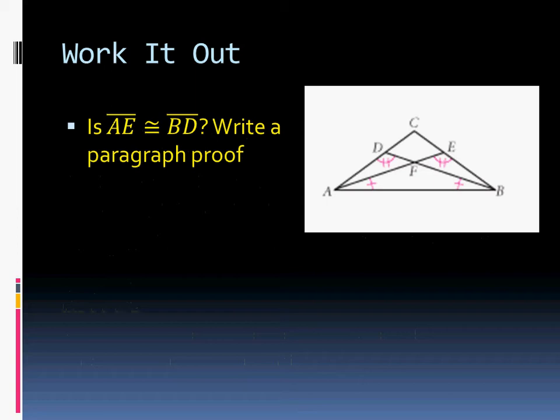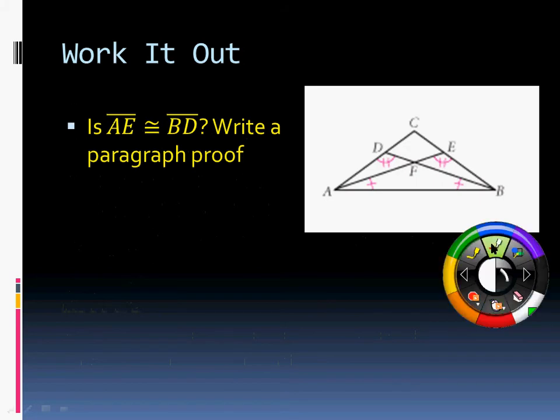I'm trying to prove that segment AE is congruent to segment BD. Now, when I first look at this picture, I notice that it's very complicated. There's many triangles in here, many different triangles. At least 6 different triangles that I see. And so what I'm going to do first of all is I'm going to split out these 2 triangles, and so I'm looking for a triangle that has AE in it, and I'm looking for a triangle that has DB in it. I'm trying to think, okay, how could I split these two triangles out?